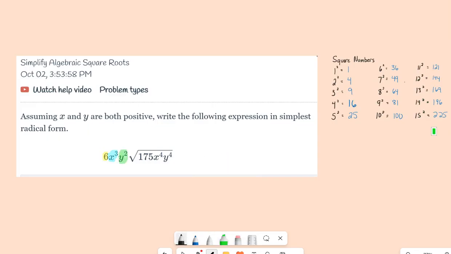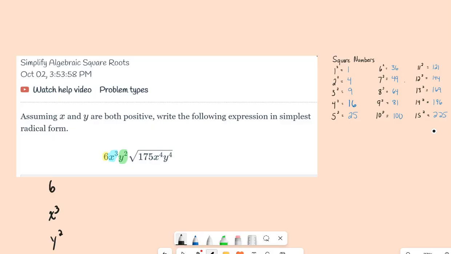Okay, and I'm just going to put these on the side for right now. 6 x cubed y squared. Okay, we'll come back to that in a moment. Now let's look at the radical. Let's attack the radical. We have square root 175 x to the power 4, y to the power 4.